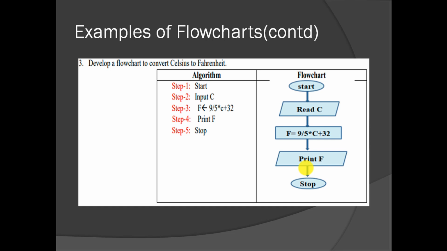Now, developing a flowchart to convert Celsius to Fahrenheit, this is the algorithm. First we need to start, so we have used an oval over here, and then we input C, that is, read the Celsius value. For reading we use a parallelogram. Then we make a calculation based on the formula, 9 by 5 into C plus 32. That is a calculation, right? For calculation we use a rectangle. Then we print the Fahrenheit result to the output screen. For printing, which is output, we again use a parallelogram, and then we stop the algorithm.